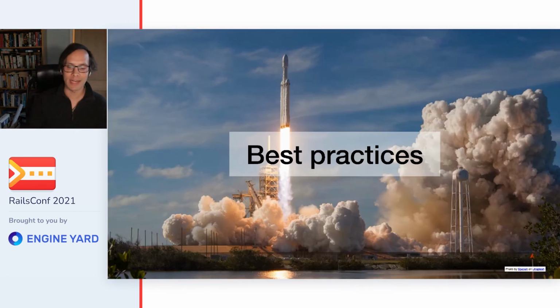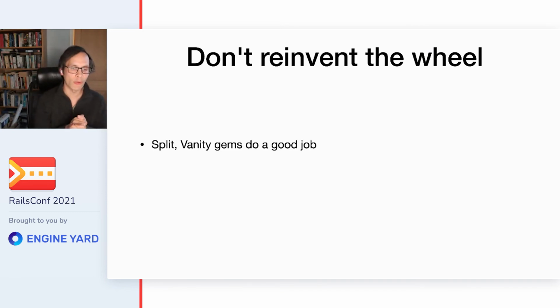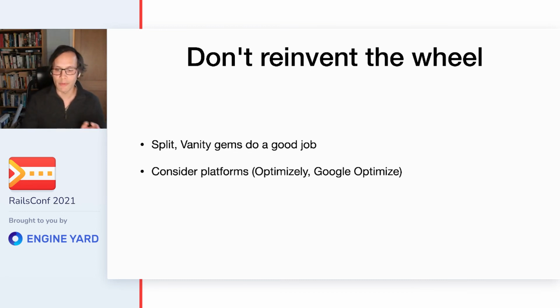Finish off with some best practices. I start by saying, try not to reinvent the wheel. So for example, in the Rails world, Split and Vanity are gems that do a good job at managing who is seeing what variant. There are a number of platforms that will run A/B tests for you, like Optimizely and Google Optimize, which you may wish to consider.